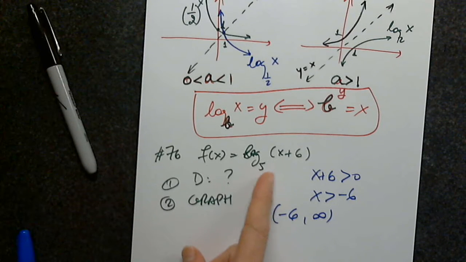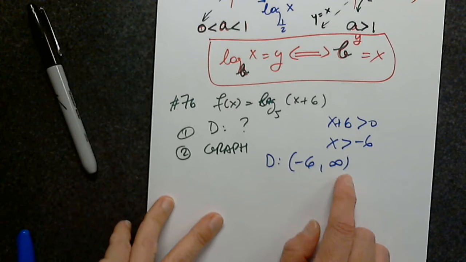So where does this go when we change x into x plus 6? Left 6. That's why the domain is from negative 6 to infinity.